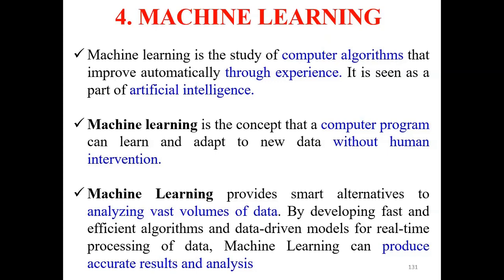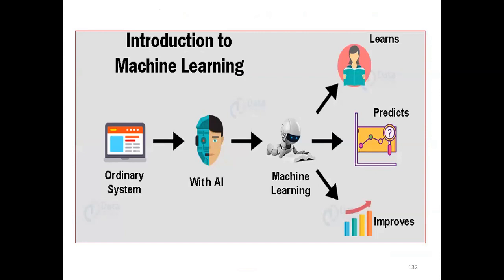Introduction to machine learning: an ordinary system, like the desktop system, with AI, we are using some algorithms. In machine learning, we are applying supervised, unsupervised, and reinforcement algorithms in order to develop a model. That model will predict the results and it improves the accuracy. Then in machine learning, there are three types. I have already explained. Supervised learning.